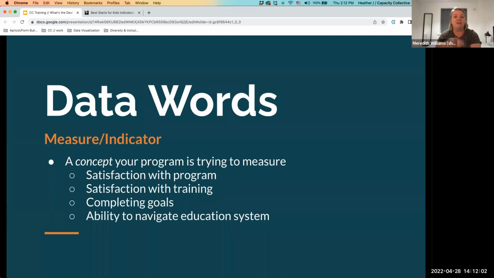You want to understand who you are serving, right? So you ask questions about age, gender, country of origin. Those help you understand who you're serving, right? That's the concept. And you probably ask questions about satisfaction. Or maybe you track goals, the progress and completion. Maybe you ask people questions about how comfortable they are navigating the school system, something like that, right? Those are measures. Those are things that you're trying to understand.